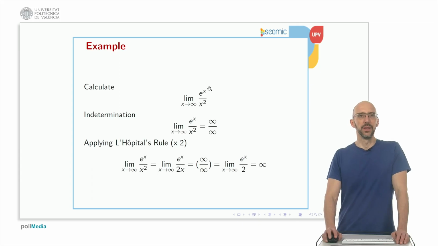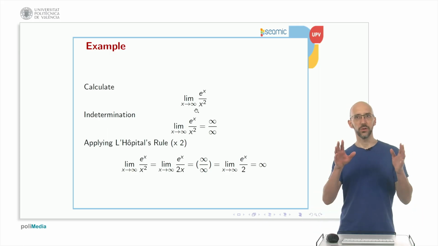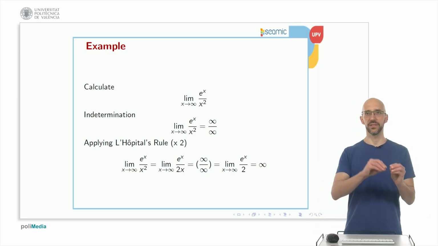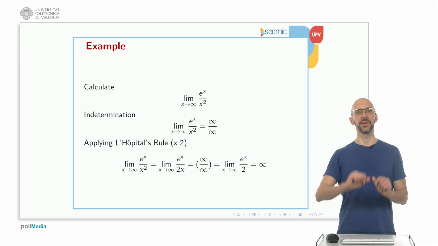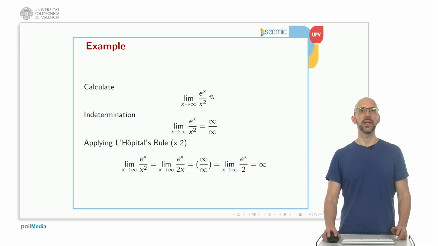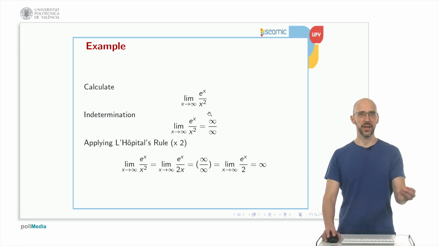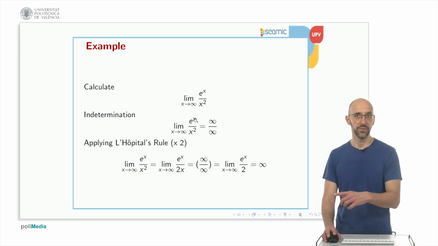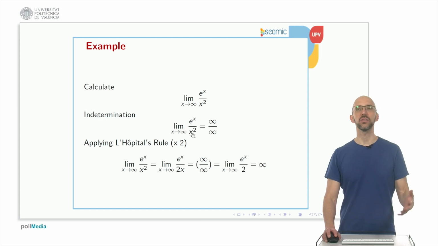Okay, another example. In this case it is the limit when x approaches infinity, something new. We are not approaching a value, x is moving towards infinity. And the functions involved are e to the x and x squared on the denominator. What happens if I just change x by infinity? Then what we are going to find is e to the infinity, that is infinity, and infinity squared, that is infinity. So what do we have? Infinity over infinity. Perfect. We are going to apply L'Hopital's rule, but now 2 times.